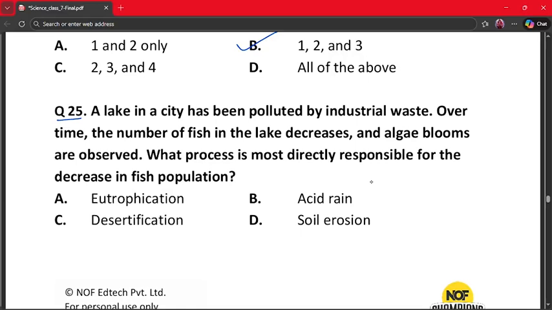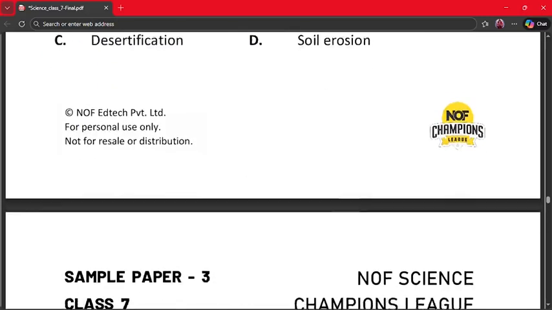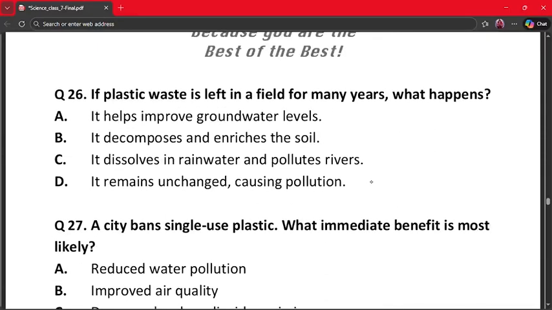The correct answer is option A, because industrial waste increases nutrients in the water. This causes excess growth of algae, and oxygen level drops due to decomposition. Fish cannot survive. This process is called eutrophication. Our next question is question number 26.